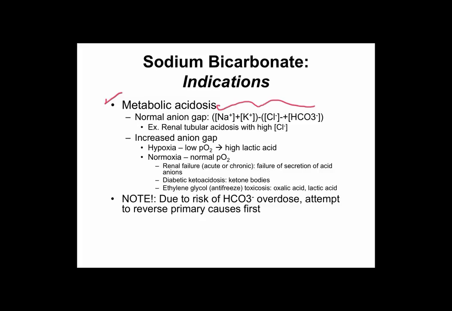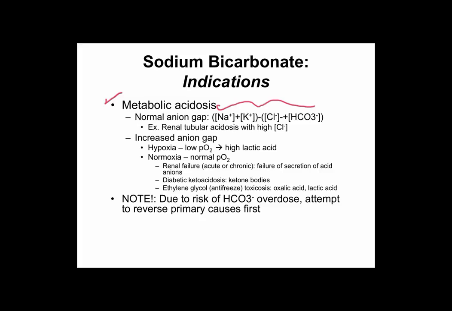You can have a high anion gap, and this can be due to either a hypoxic situation where a lot of lactic acid is being developed, and so that anion that's being developed that you don't measure in that formula is lactic acid. And then you can have one situation where the animal has got a normal PO2, and this is with, I already mentioned, renal failure which is a failure of secretion of the acid ions, diabetic ketoacidosis, where you have ketone bodies, or possibly antifreeze toxicosis, where the anions are oxalic acid and lactic acid.